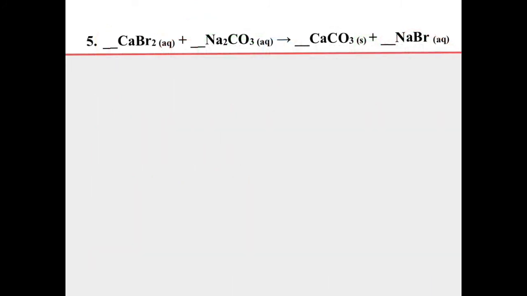So if we take a look, let's balance this. It looks like I have 2 sodiums and 1 sodium. So if I put a 2 there, that's not only going to give me 2 sodiums, but 2 bromines as well. Now if I look at my bromines, I have 2 bromines over here and 2 bromines over there. So that's balanced. So that's good. Calcium, I have 1 calcium, 1 calcium. Perfect. And carbonate, I have 1 carbonate, 1 carbonate. So it looks like I'm balanced here with a 1, 1, 1, 2.